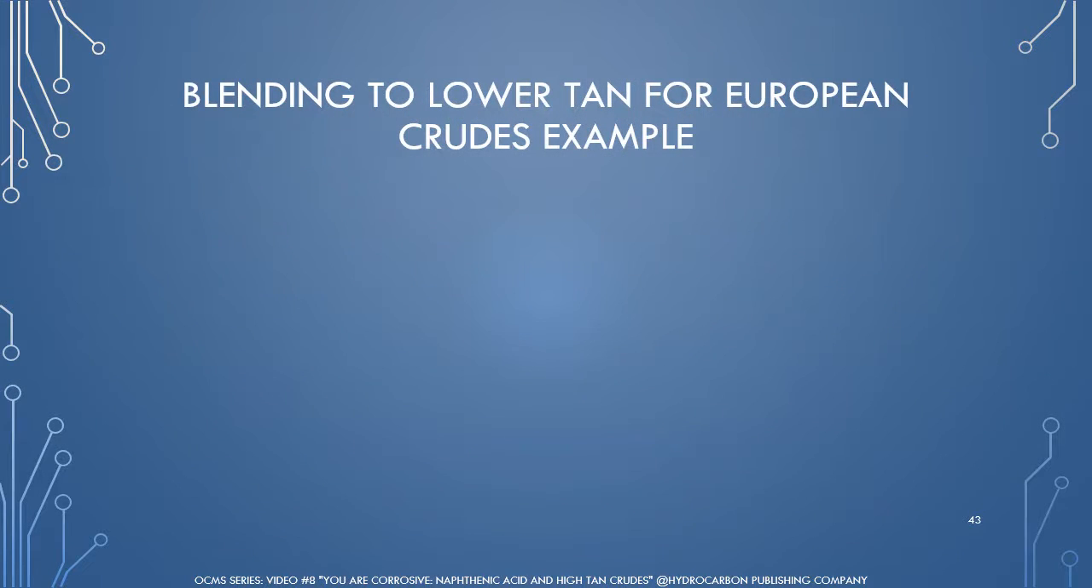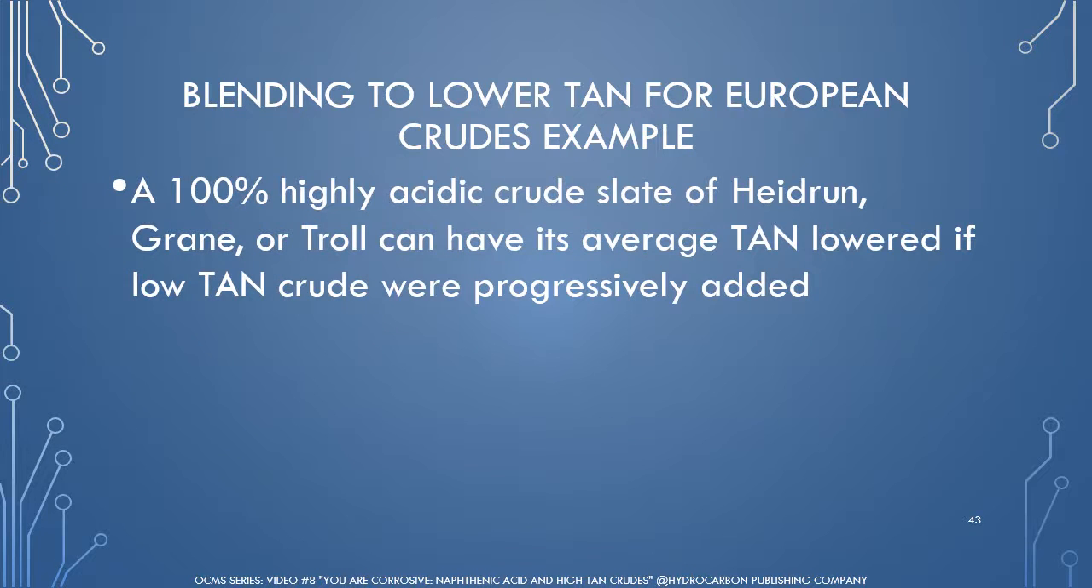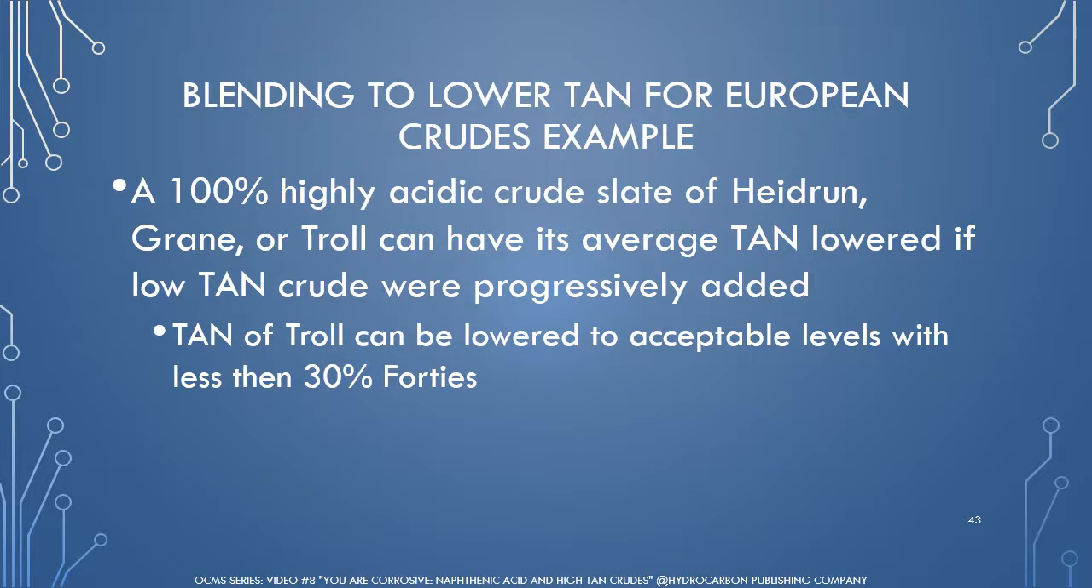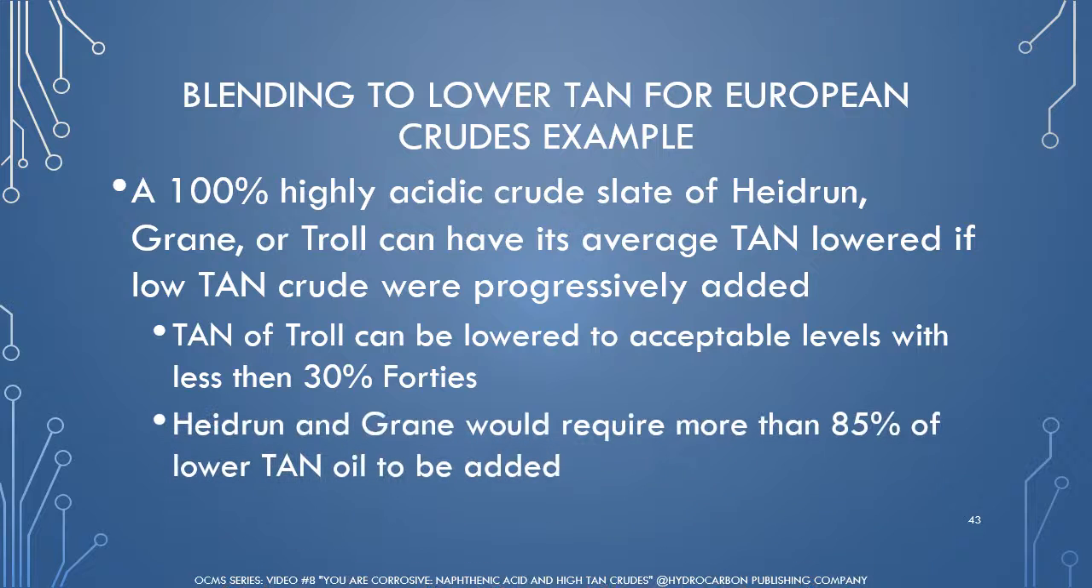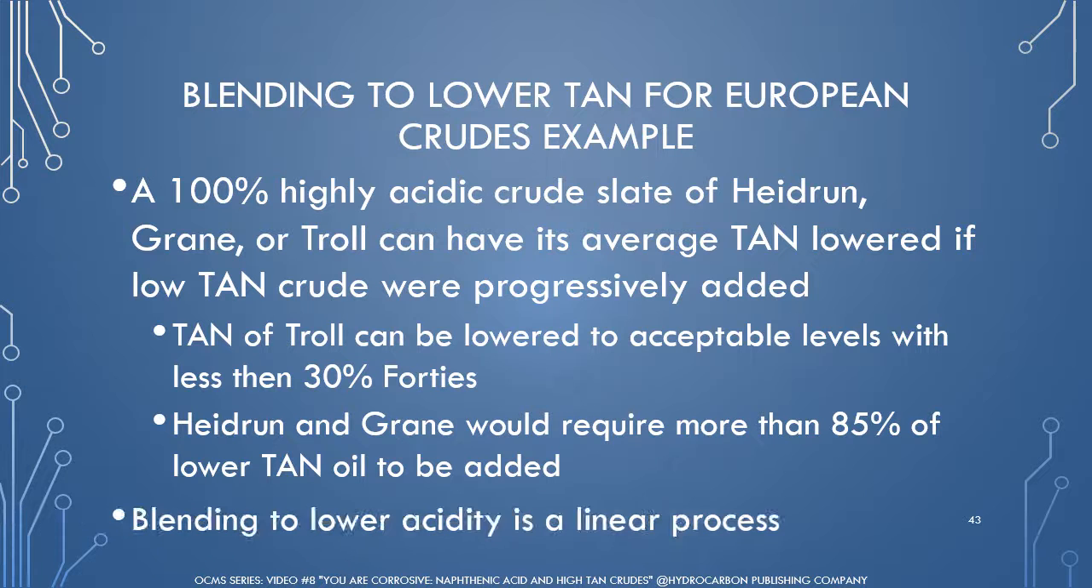Here is an example of blending to lower TAN. A 100% highly acidic crude slate of Heidrun, Grane, or Troll, which are crudes that all come from the North Sea, can have its average TAN lowered if low-TAN crude were to be added. For these crudes specifically, Troll would require less than 30% of 40s to be added to meet acceptable levels, but the higher-TAN Heidrun and Grane would need to be blended with more than 85% of low-TAN crude. Blending to lower acidity is a linear process.